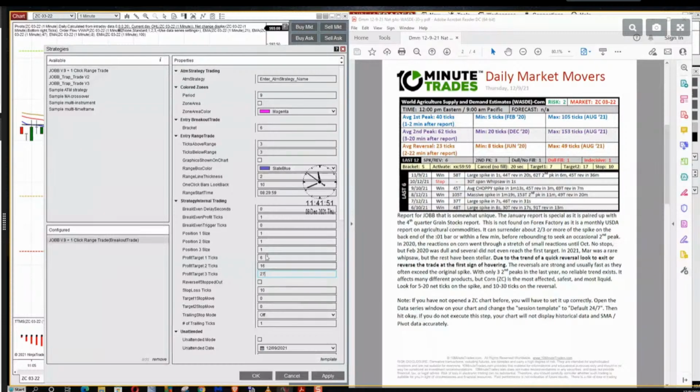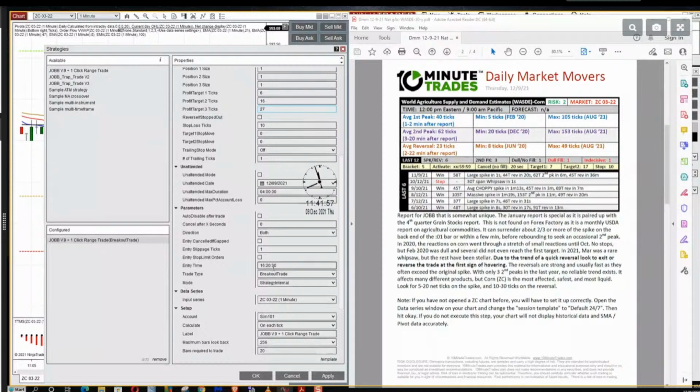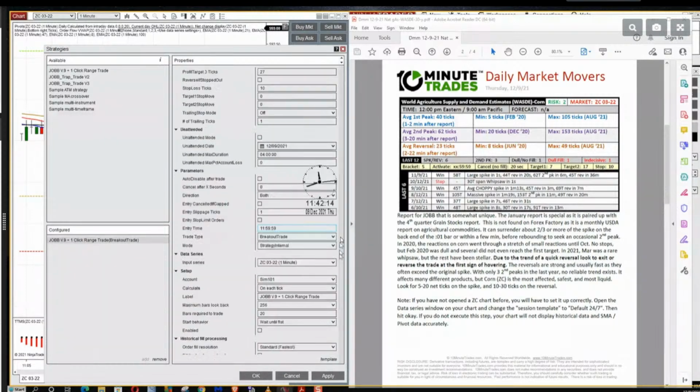And the stop on corn is a little bit smaller. It's 10. And the entry time is 11:59:59.